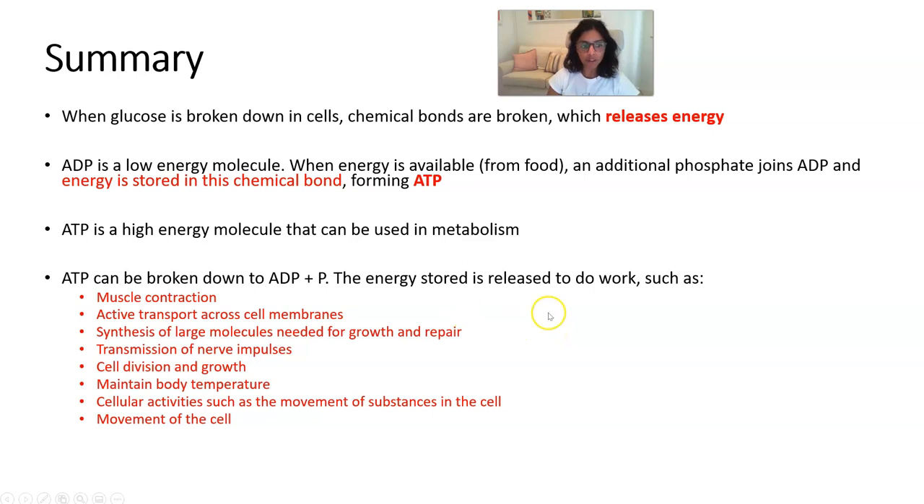Simple examples that we've learned about so far would be active transport, so that's moving molecules across the cell membrane against the concentration gradient. We've learned about cell division and growth. You should know that from your previous school years. And also muscle contraction. If you can learn maybe 4, that would really help you in the long run. Finally, we know that the build-up and the breakdown of ATP to ADP plus P is cyclical and is constantly occurring in the human body.